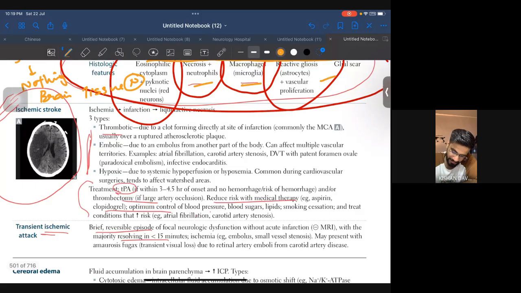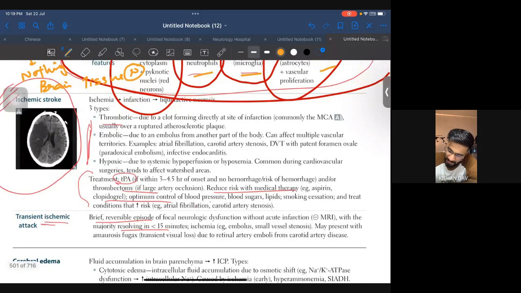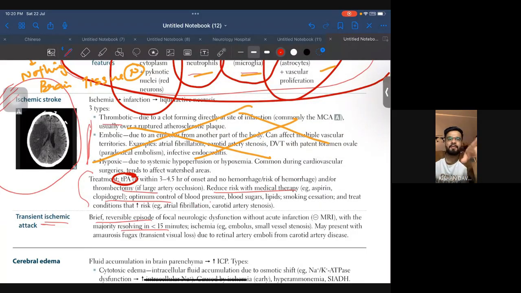Moving to ischemic stroke, you can avoid all of this here. One important point you need to remember here is TPA. Now the question will be when TPA is contraindicated or when you should give TPA. So write it down. Within 3 to 4.4 hours of onset. Mostly, up to 4.4 hours of onset you can give TPA.